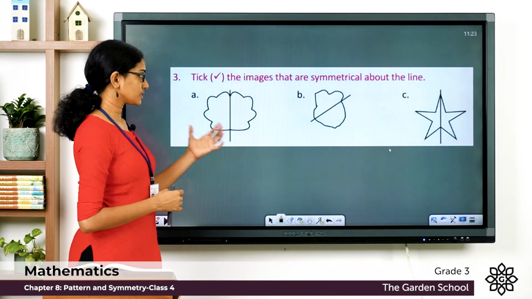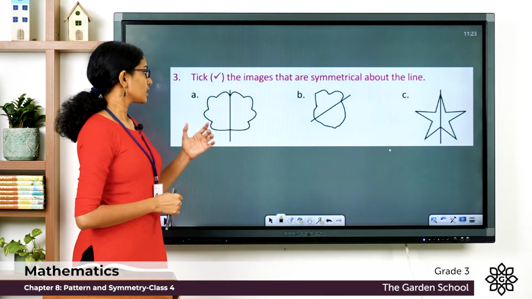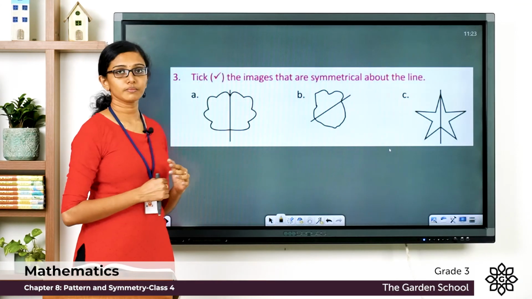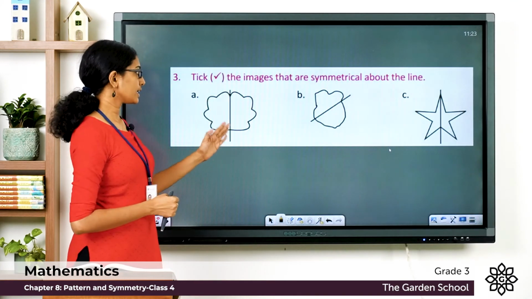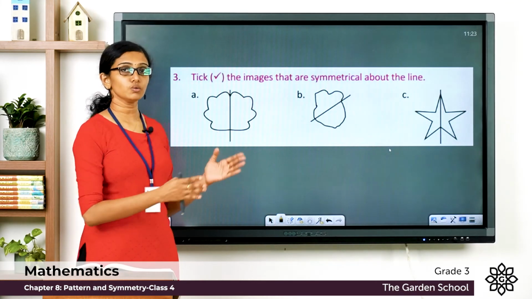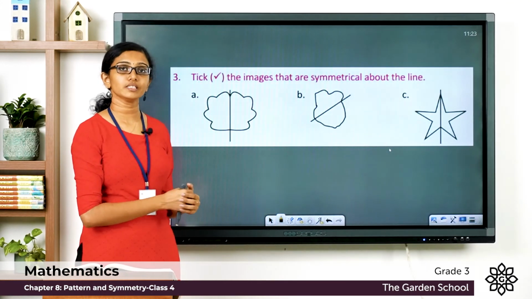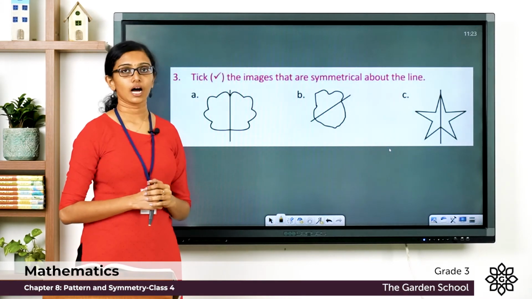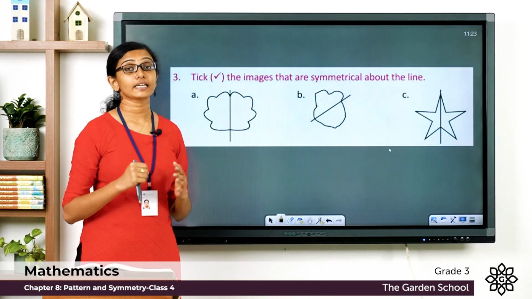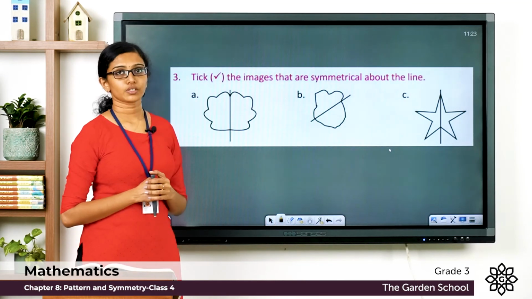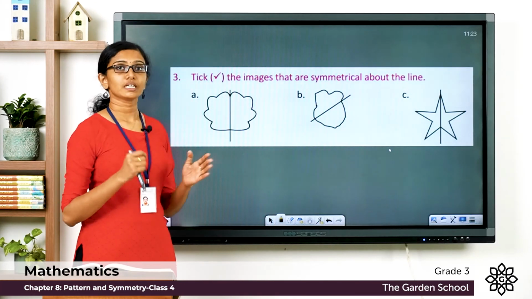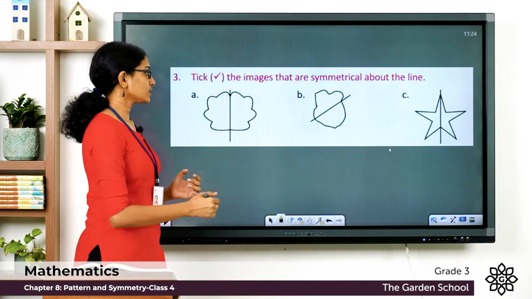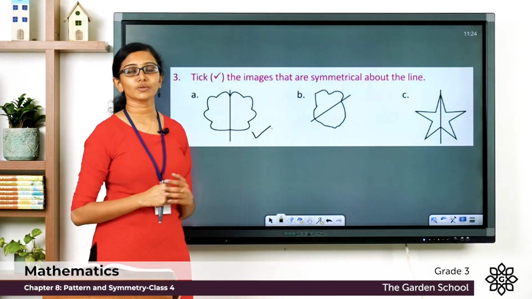Now let's see which are the symmetrical figures from these questions. The first one, A. Here you can see a line is passing through the middle of the given figure. Does this line divide or fold the given image into identical halves or mirror images? Yes, it does. You'll get one left half and one right half, which are mirror images or identical halves of this given image. So this line going through the middle is a line of symmetry and this given figure is a symmetrical figure. So you can put a tick in the box provided below the image.